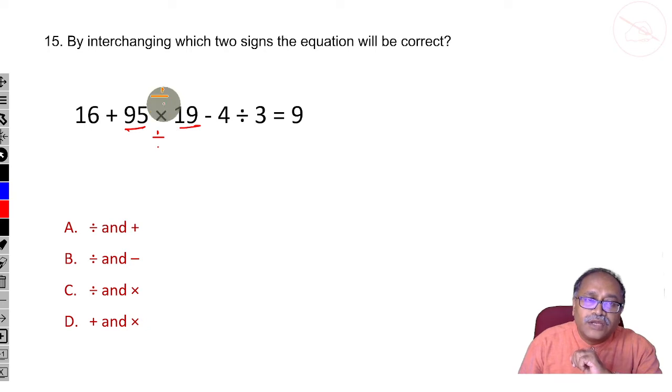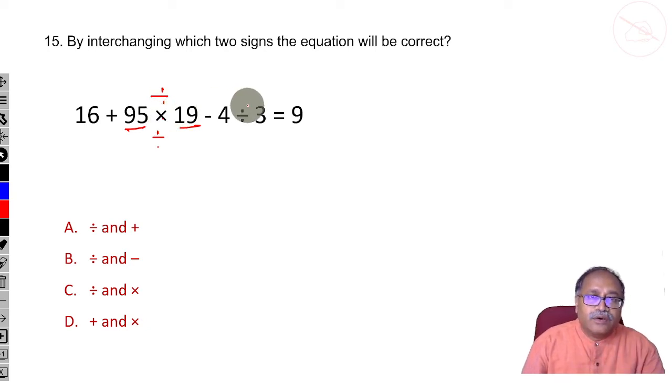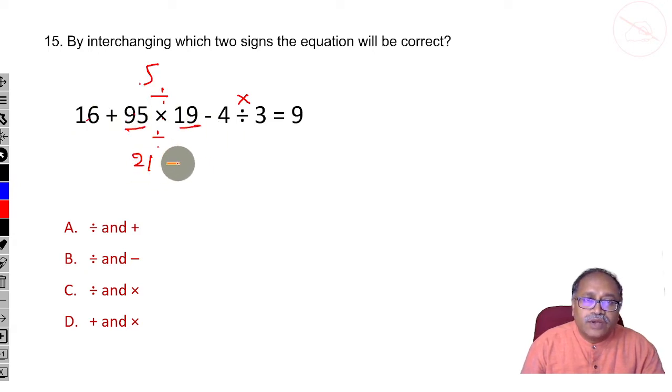So if I take the division over here, then the multiplication here it should be multiplication. Is there any division and multiplication there? Option C. Let's check once. Here 95 divided by 19 is 5. So here done. So this is 21 and 21 minus 12, I am getting 9. That's right. Therefore my option choice is C.